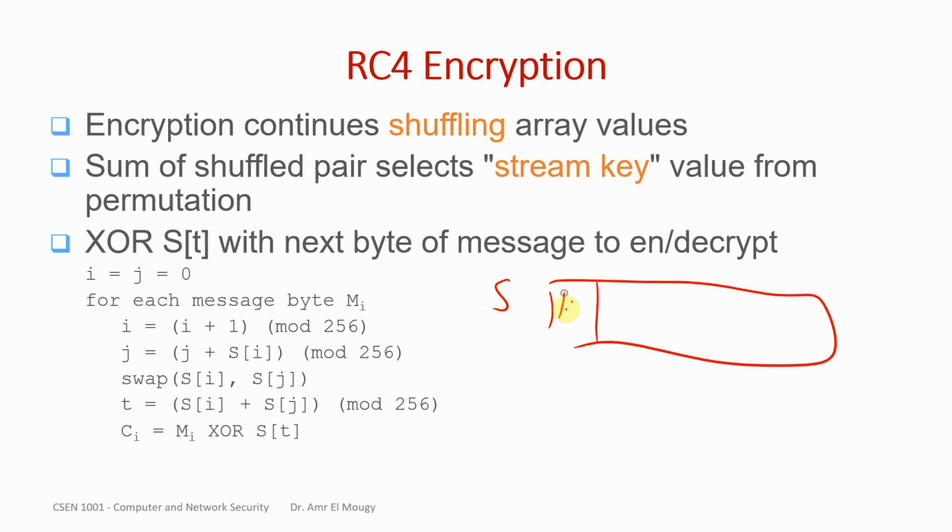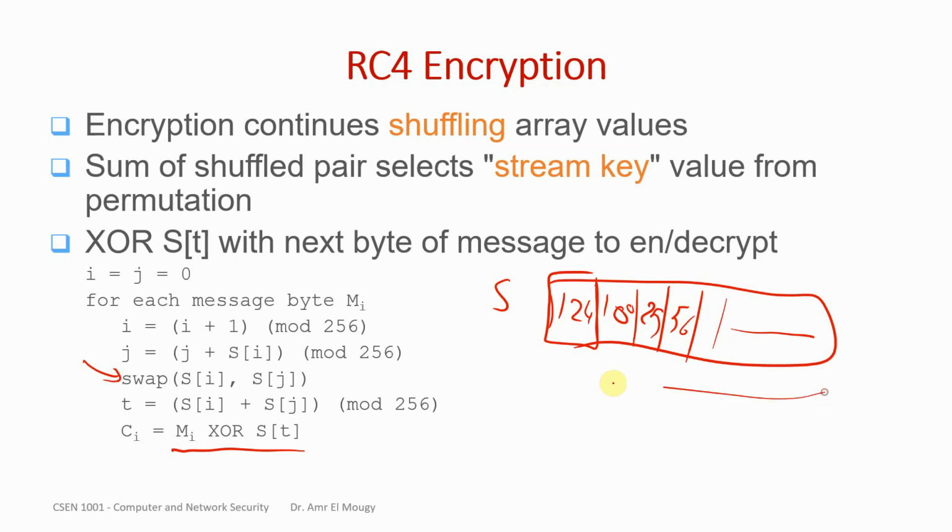So let's say now the array S contains 124, 100, 25, 56, some kind of permuted version of the numbers from 0 to 255. Every time you want to encrypt, basically you take one box of this array and you XOR it with the message that you have, and you do a swap. So every time you encrypt a block of plaintext, you swap the content of the array another time. So the content of this S array keeps changing every time you encrypt.